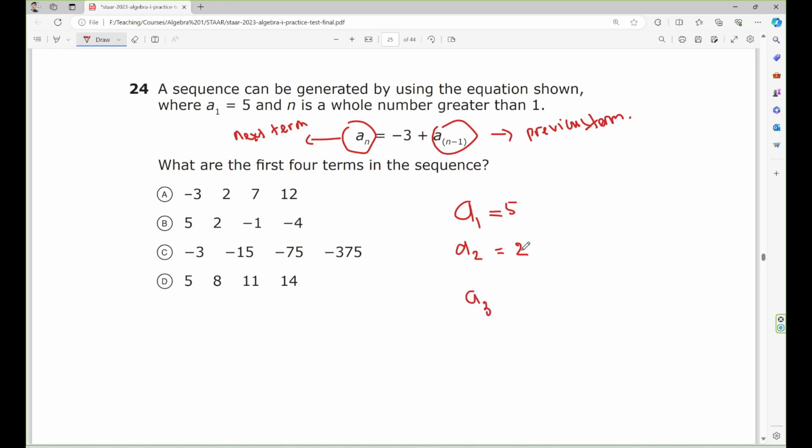a3, 2 minus 3, it should be negative 1. a4, negative 1 minus 3 should be negative 4. And you keep going. So 5, 2, negative 1, negative 4. The answer must be B.